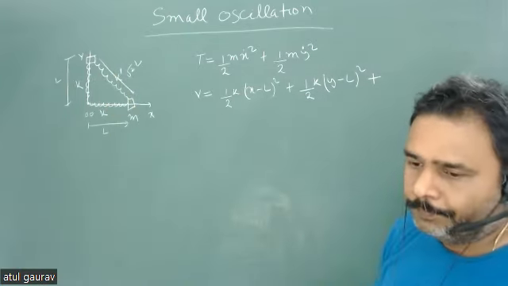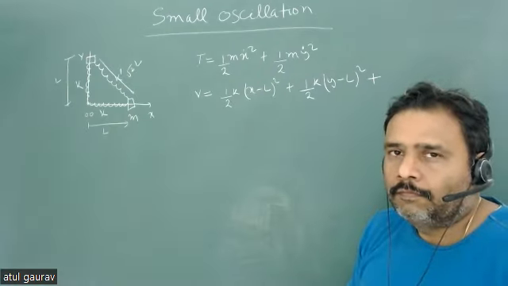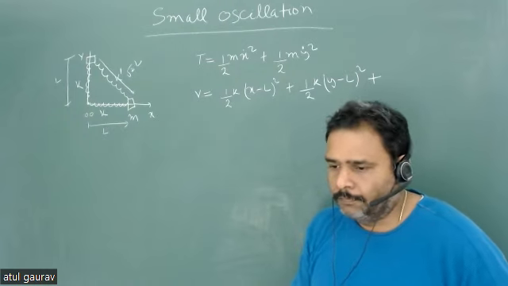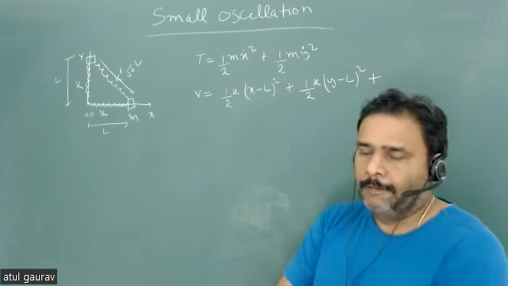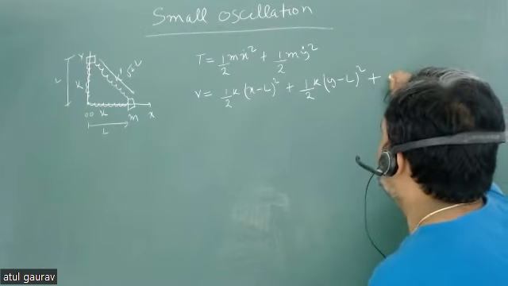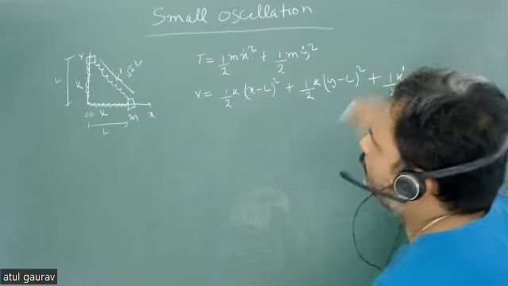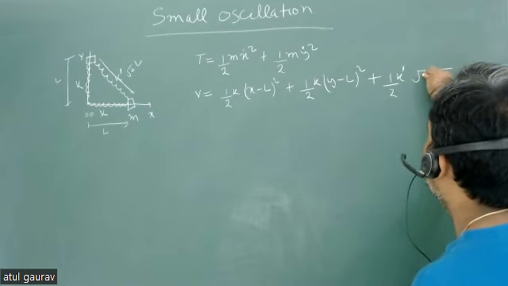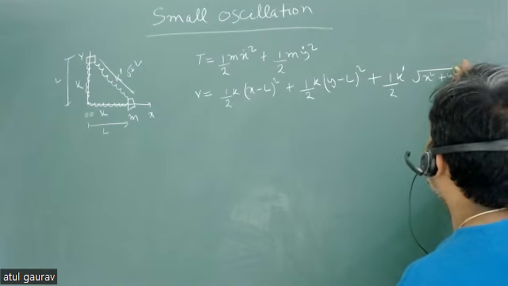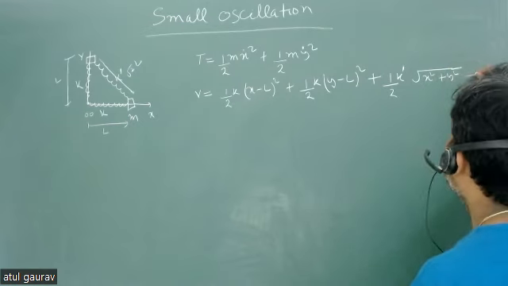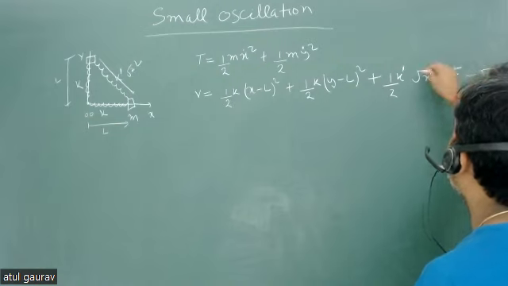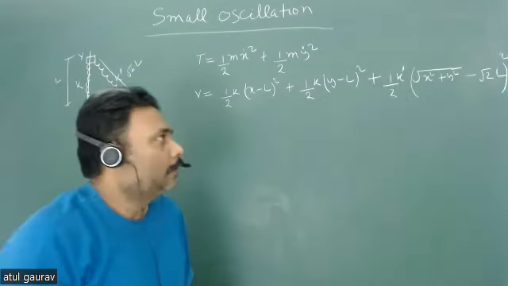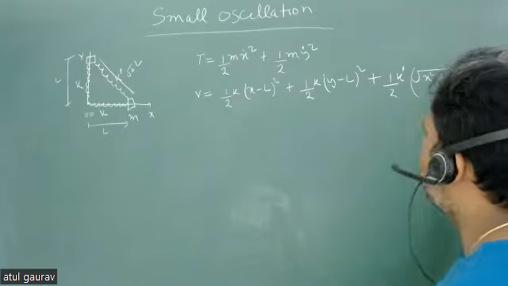Can anybody suggest? Anyone? Try it. Half K under root x square. Half, very good. K dash, right? K dash, okay, good. Then tell me further. Under root x square plus y square. Very good. Root of x square plus y square minus root 2 L, whole square. Isn't it? Yes, sir. Very good. Keep it up. So this is your potential energy.